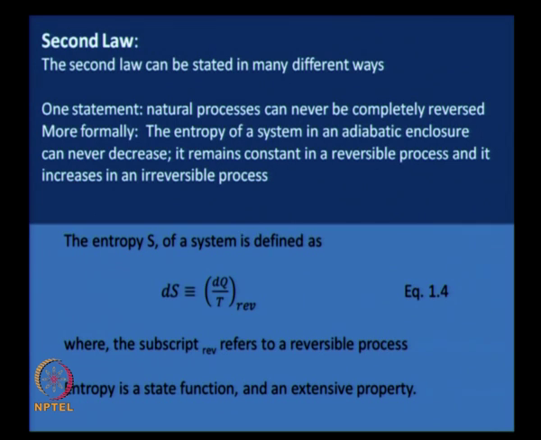The entropy of the system, as you would know already, is defined as dS equals dQ by T in a reversible process. As you know, Q is a path function, therefore dQ reversible by T is a way of defining entropy dS. Entropy is a state function and an extensive property. State function, it depends only on the state of the system and not on the path taken to reach the system. Extensive property means that more the amount of material there, higher the value of the property.